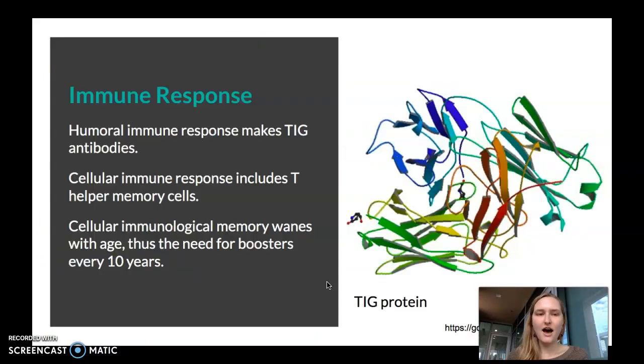skull. And then you have your immune response, in which the humoral immune system makes the tetanus immunoglobulin antibodies, which you can see here, a nice little 3D model of the protein. The antibodies are also used in some treatments, which we will cover later. And then the cellular immune response includes memory T cells, which are very beneficial, but after 10 years they wane. And so that's why it's important to get boosters every 10 years.